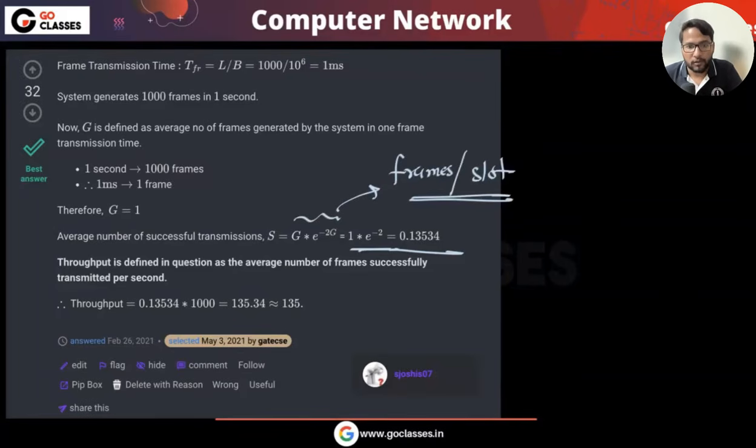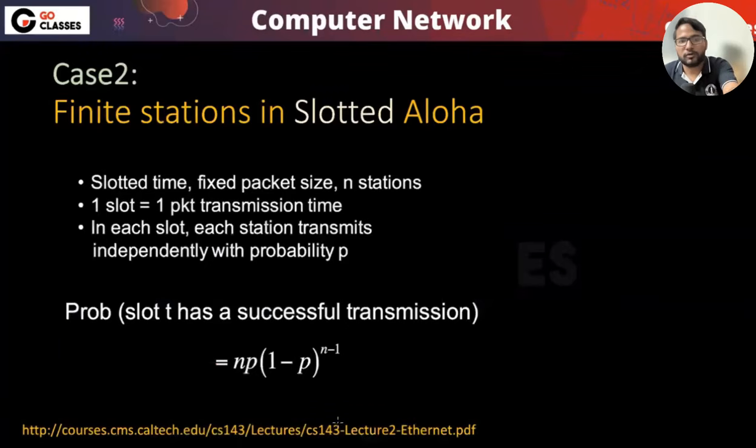Okay, now let's move to the next case. If you remember, there are two cases. One is that there are infinite or many stations. But the second case could be that there are a finite number of stations. So in this case, let's see how to analyze the efficiency of this case. Cool, this is a small topic.